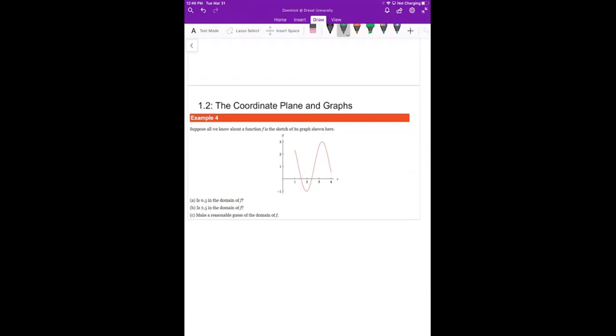All right. So let's look at another example based on a graph. In part A, they ask, is 0.5 in the domain of f? Well, if I go to where 0.5 is, that's my vertical line at 0.5, and I don't hit the graph, so the answer, of course, is no. A vertical line at x equals 0.5 does not hit the graph.